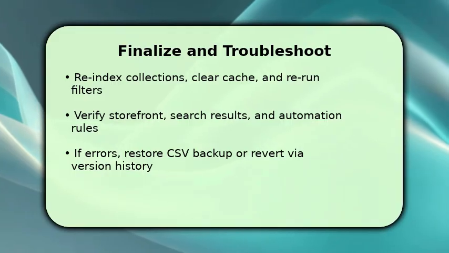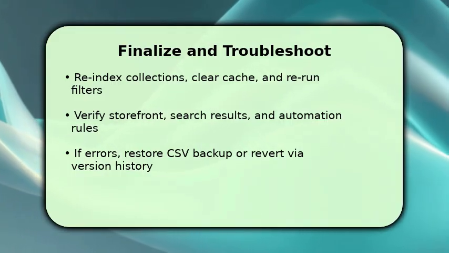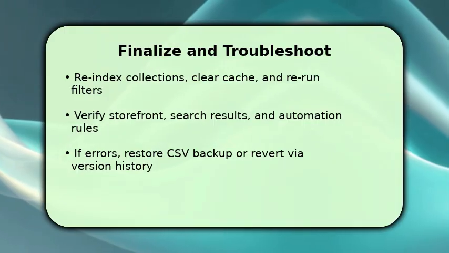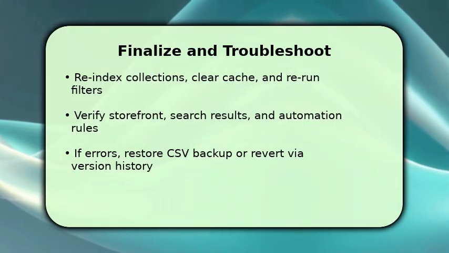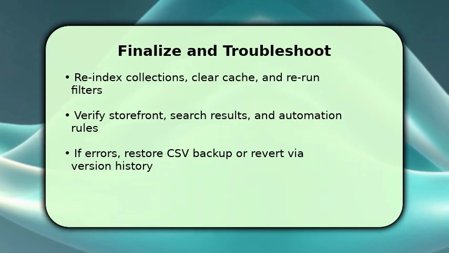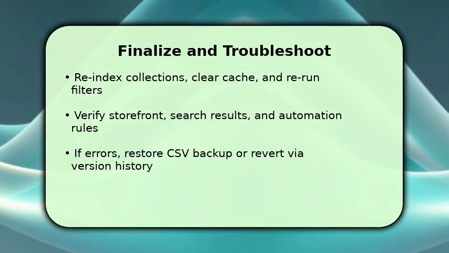If something goes wrong, restore the exported CSV backup or revert via version history. Then run the removal on a smaller subset to isolate the issue. One key troubleshooting tip: check for hidden tags with leading or trailing spaces or different capitalization.